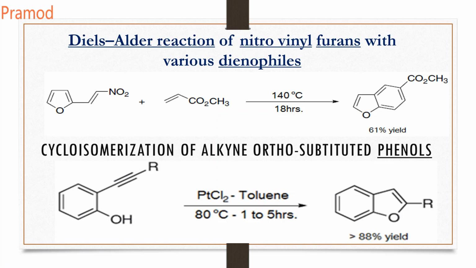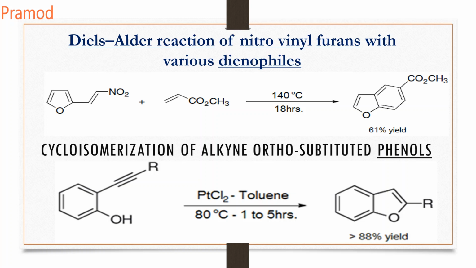Next is the Diels-Alder reaction of nitrovinyl furan. When you treat nitrovinyl furan with various dienophiles, it undergoes a Diels-Alder reaction to give you a substituted benzofuran, a substituted phenol. So nitrovinyl furans react with dienophiles to give you a substituted product. Another is cycloisomerization of alkyne ortho-substituted phenyl.